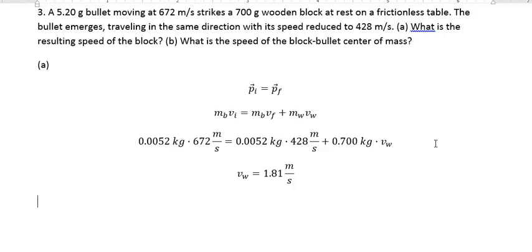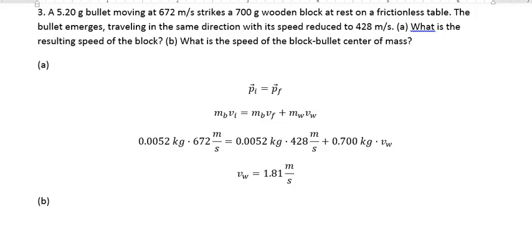So what is the resulting speed of the block? 1.81 meters per second. The reason this is so small compared to the bullet is that the wooden block weighs more than 100 times what the bullet does, right? So it makes up for it in terms of momentum, since momentum is mass times velocity. Most of its momentum is due to its mass, not its velocity, in terms of this problem. All right.